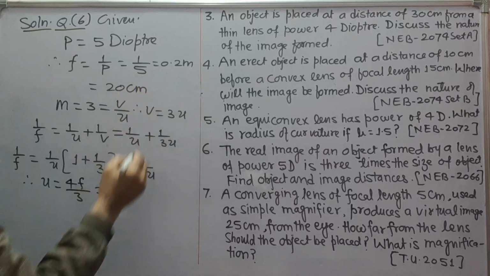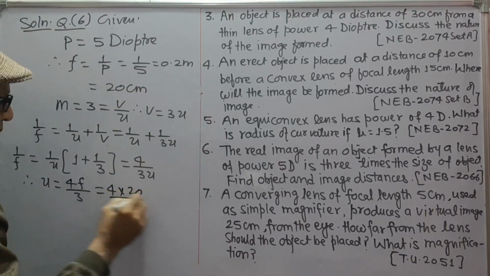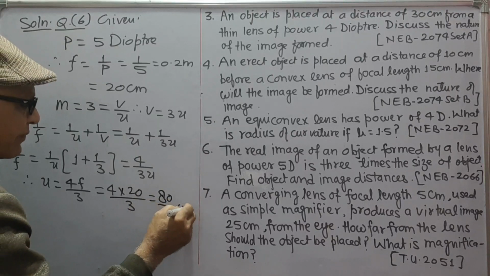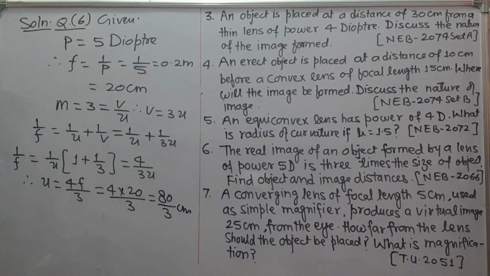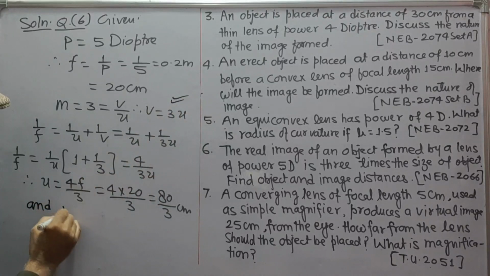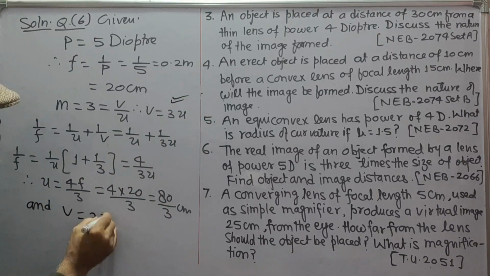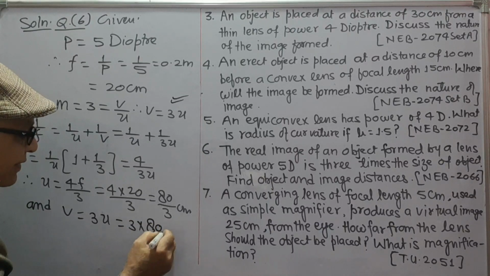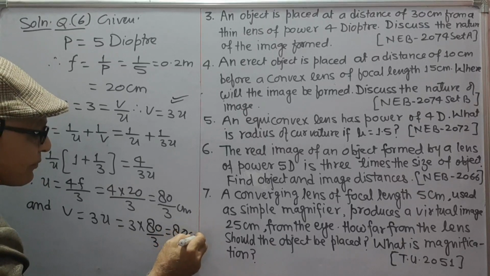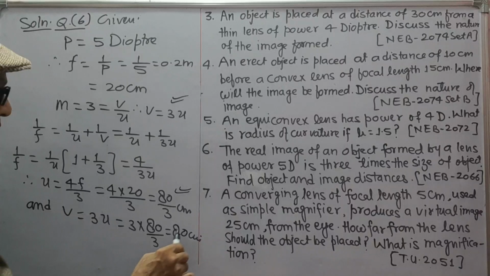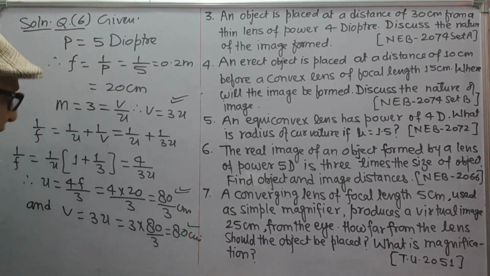4f is 4 into 20 cm upon 3 means 80 upon 3 cm is the object distance, and from this relation v will be equal to 3u means 3 into 80 upon 3 means 80 cm. Thus the object distance is 80 upon 3 cm and image distance is 80 cm.